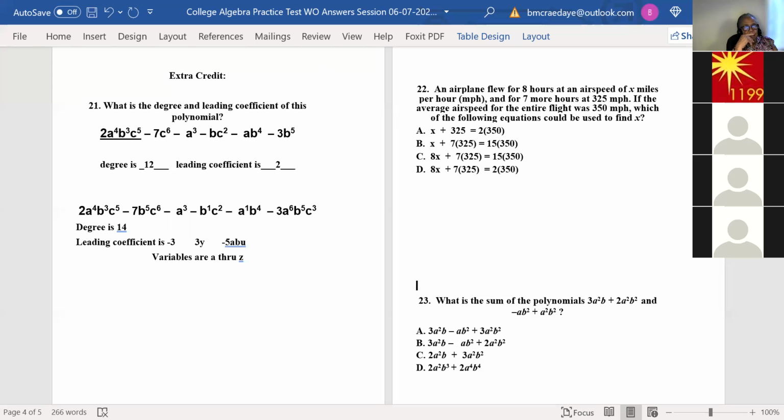Now ask yourself a question. How would you find the average speed? By adding? How would you find the average speed of an airplane that's traveling 8 hours at one speed and 7 hours at another speed? You add two numbers together. Add what two numbers? 8 hours and 7 more hours.